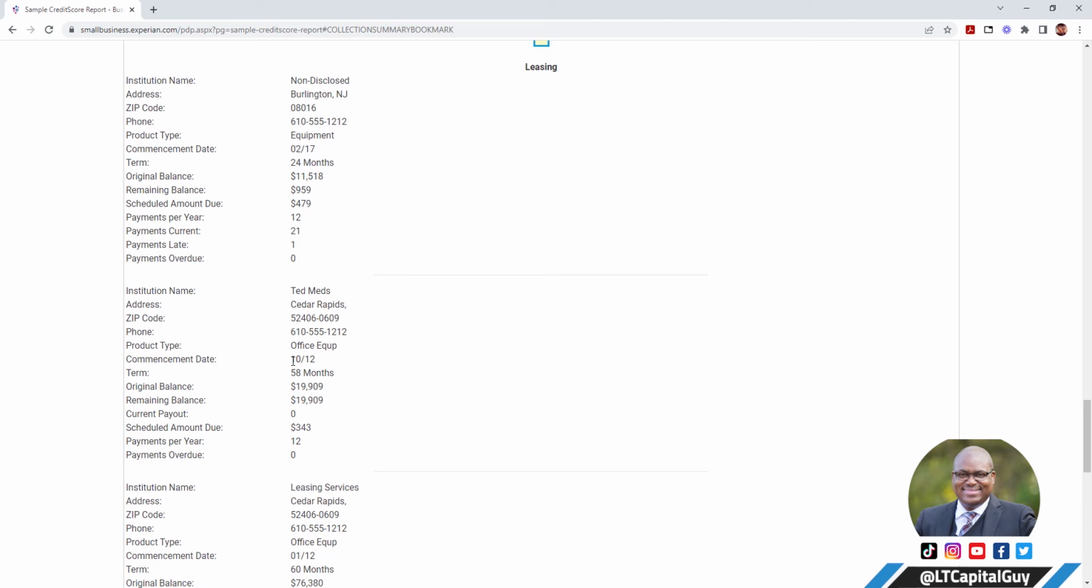So again, it's one of the things where you really want to be able to track your business activity as it relates to the credit bureaus.